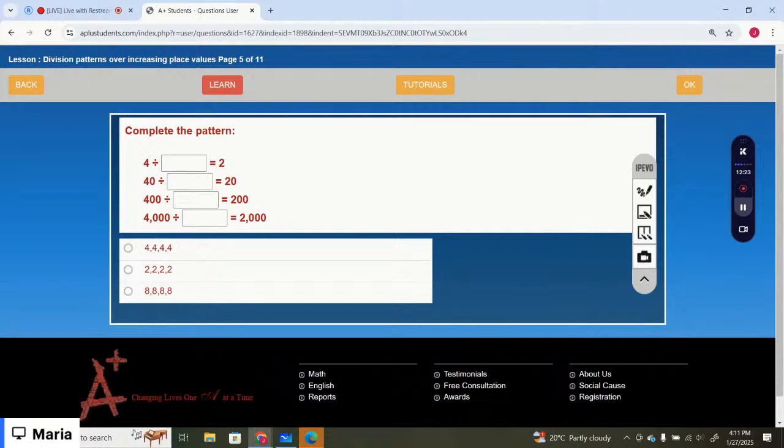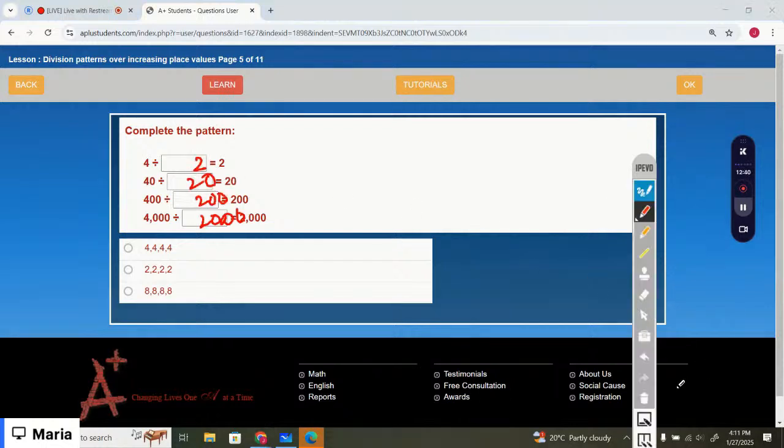Complete the pattern. 4 divided by missing number is 2. 40 divided by missing number is 20. 4 divided by 2 is 2. 40 divided by 2 is 20. 400 divided by 2 is 200 and 4000 divided by 2 is 2000.